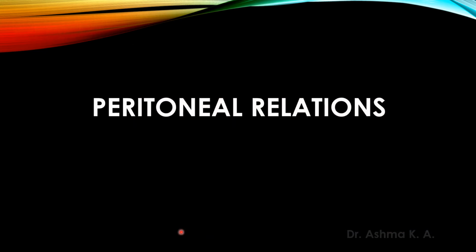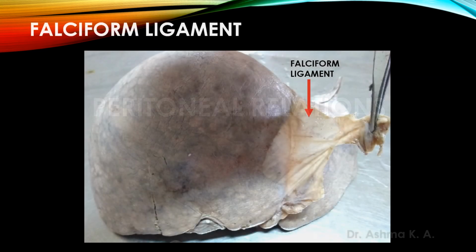Now let's see the peritoneal relations of the liver. The liver is an intraperitoneal organ. It develops within the ventral mesogastrium. The part of ventral mesogastrium between the liver and the anteroabdominal wall forms a falciform ligament, and the part of ventral mesogastrium between the liver and the gut tube forms the lesser omentum.